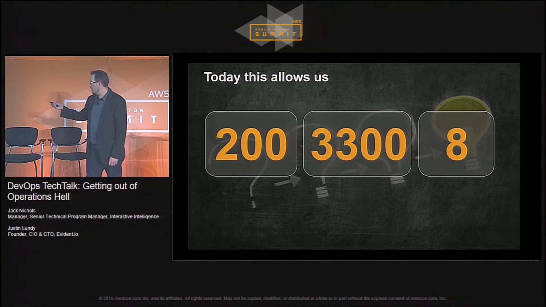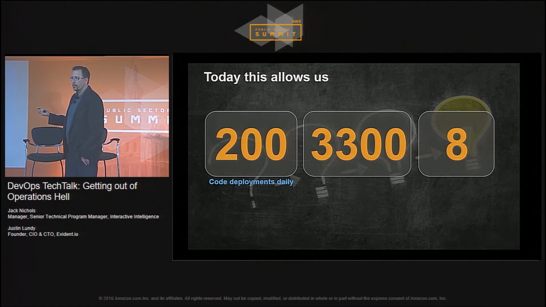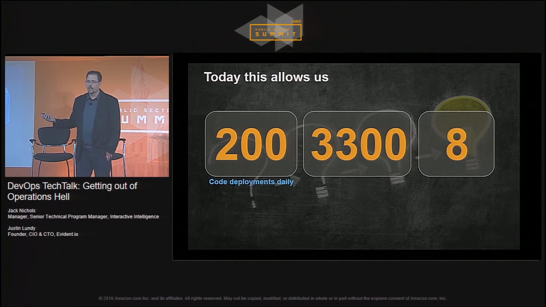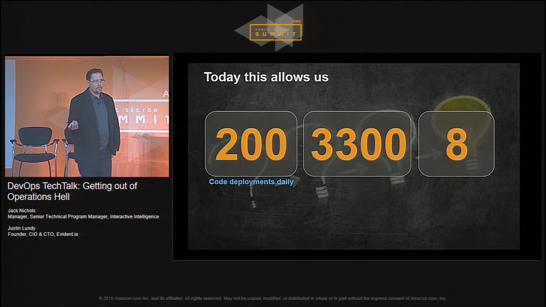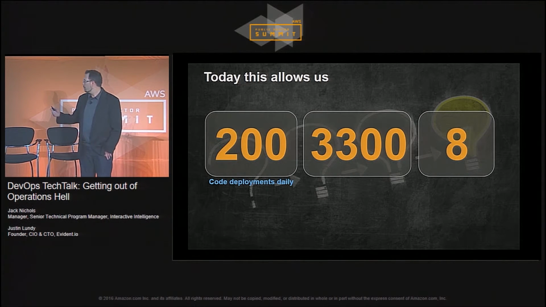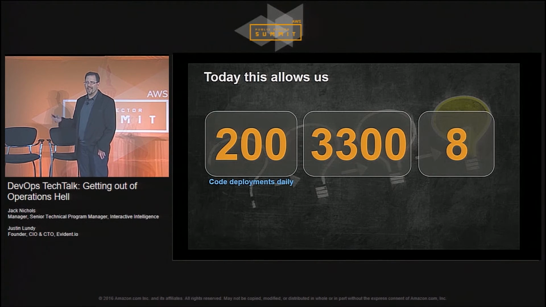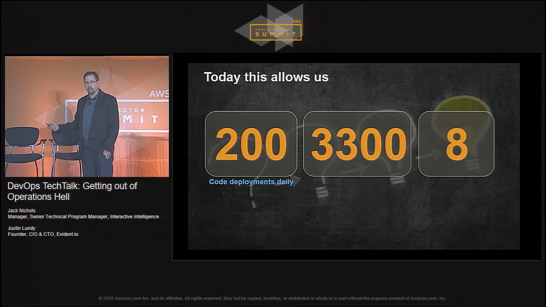So if you think about it today, we actually do 200 code deployments every day. We deploy to our various environments, probably about 20 of those into our production environment every day. So we do the idea of continuous deployment.